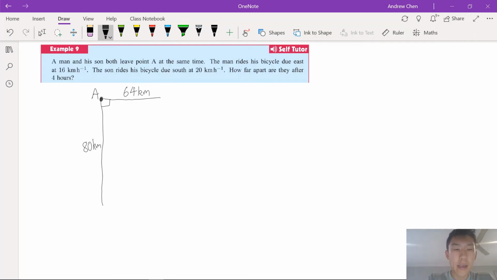How far apart are they? One person's going to be here at the red and the other person's going to be here at the blue after 4 hours. So the distance apart is the hypotenuse of a right angle triangle. Let's change things up, not use x all the time. Let's say d for distance. So d squared equals 64 squared plus 80 squared, and d equals the square root of that. This is where we need to use a calculator.